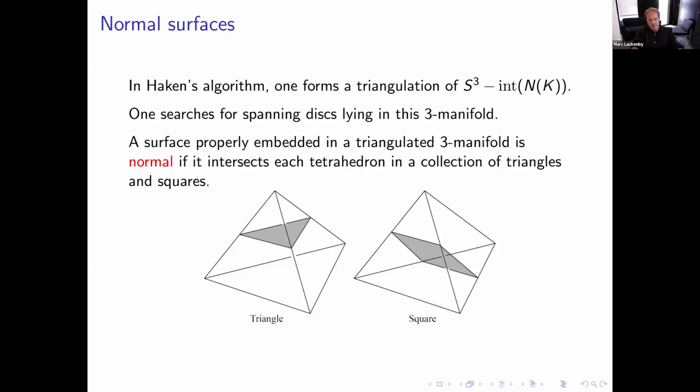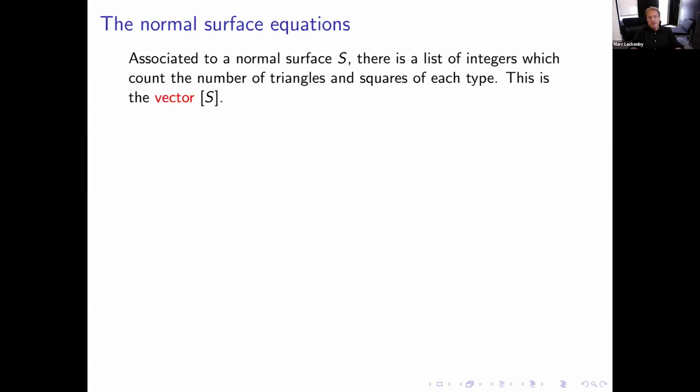One of his insights was that it's a good idea to encode a normal surface by a list of non-negative integers. Those integers just count the number of triangles and squares of each type. In each tetrahedron, there are 4 possible triangle types, each adjacent to one of the 4 vertices, and there are 3 possible square types. So you get a list of 7t integers, where t is the number of tetrahedra.